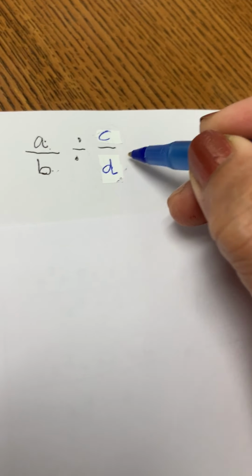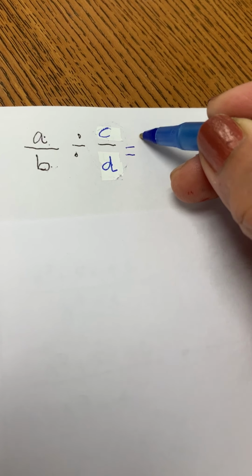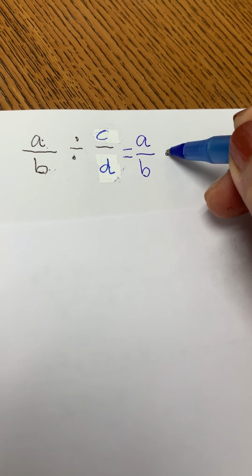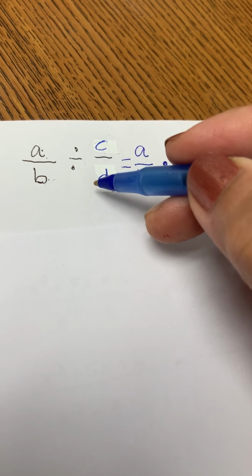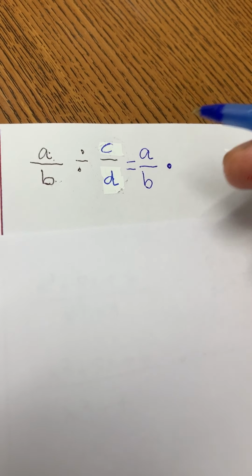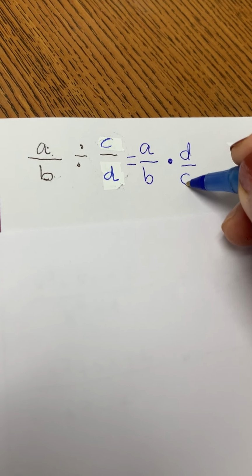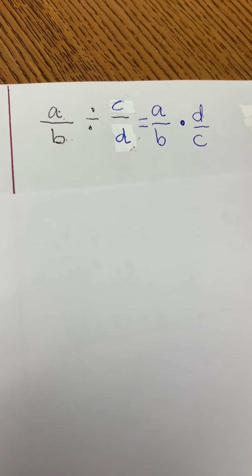Okay. So how do we divide? We keep the dividend. We don't change the first part. We convert it to multiplication, and we get the reciprocal of this, or you say flip it. So we just multiply it to D over C. Don't forget that. Before you do any factoring, be sure that you convert it to multiplication and you flip it first, so you don't forget it later on.